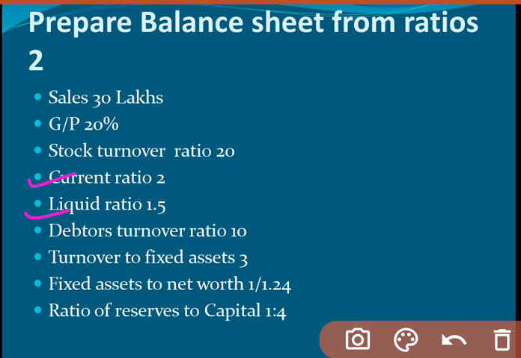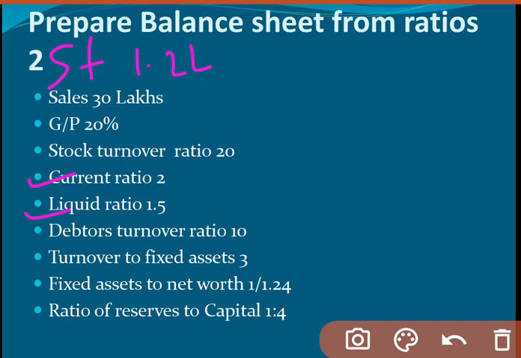If we get the value of stock, then we can identify the current assets, liquid assets, current liabilities, etc. using the current ratio and liquid ratio. Current ratio is 2, that is 2:1. Liquid ratio is 1.5, that is 1.5:1. So based on the stock value of 1.2 lakhs, we can find current assets, liquid assets, etc.